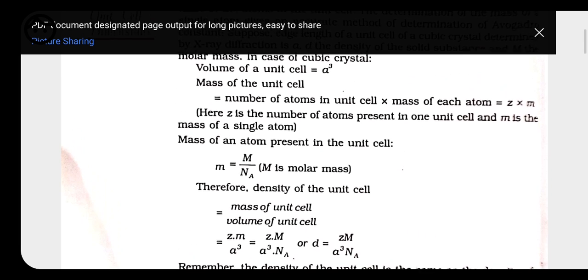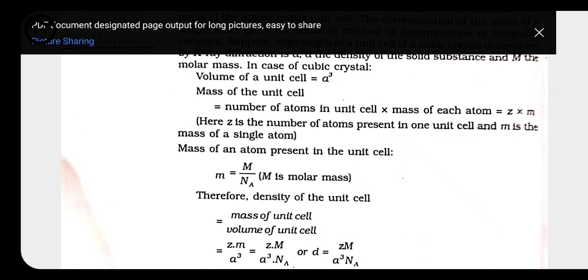cube into Na, where D is for taking out the density, that is equal to Z, where Z is taken as the atomic number of the element, into M. M is what? M is the mass of each atom, and this mass can be taken as the molar mass of any atom. Here we have A cube. A is taken as the edge length of the unit cell, because here we are talking about the cubic unit cell. So A is taken as edge length, and Na is what? Na is the Avogadro's number.